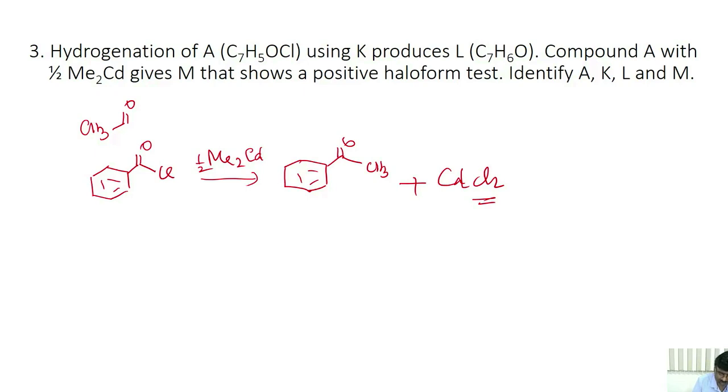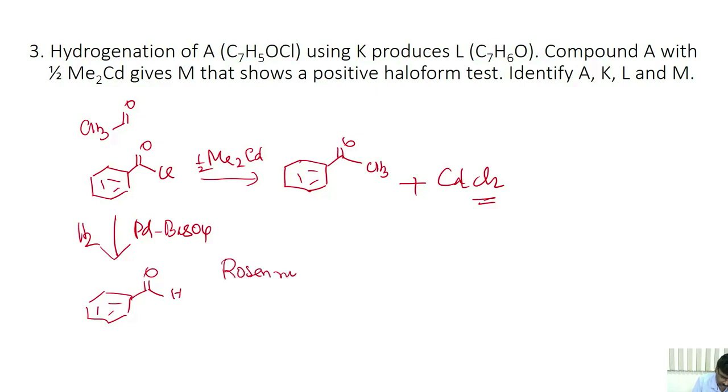Now we can find out the structure of L as benzaldehyde. When you do hydrogenation using palladium on barium sulfate, it will be reduced into aldehyde. This is known as Rosenmund reduction.